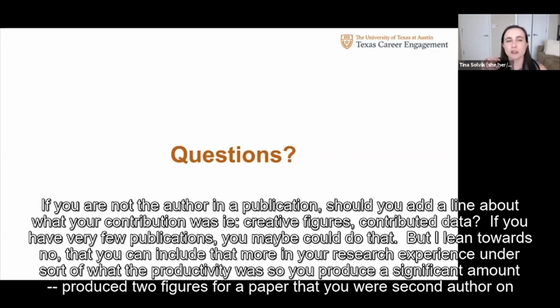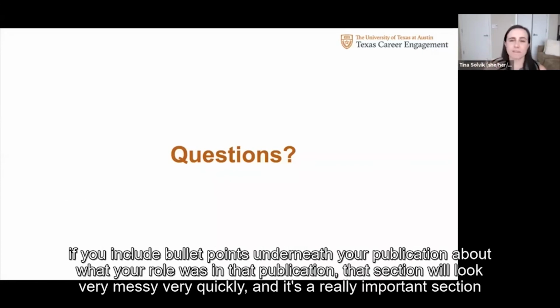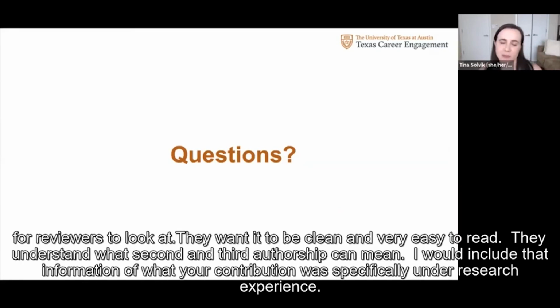If you include bullet points underneath your publications about what your role was in that publication, that section is going to look very messy very quickly, and it's a really important section for reviewers to look at. They want something very clean and easy to read. And they understand what second and third authorship can mean. So I would include that information on what your contribution was specifically under research experience.